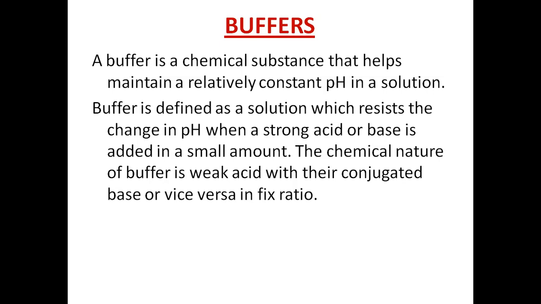Buffering is important in living systems as a means of maintaining a fairly constant internal environment, which is also known as homeostasis. So a buffer is a chemical substance that helps maintain a relatively constant pH in a solution, and it is defined as a solution which resists the change in the pH when a strong acid or base is added in small amounts. Chemically, they are made up of a weak acid with its conjugate base, or vice versa, in a fixed ratio.